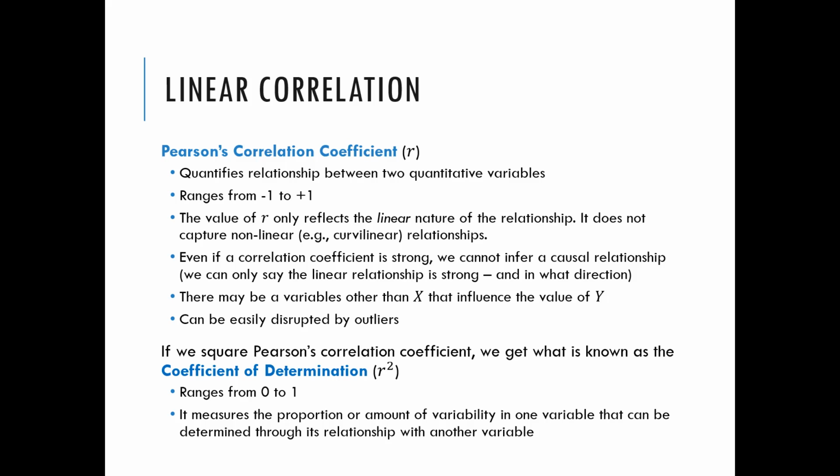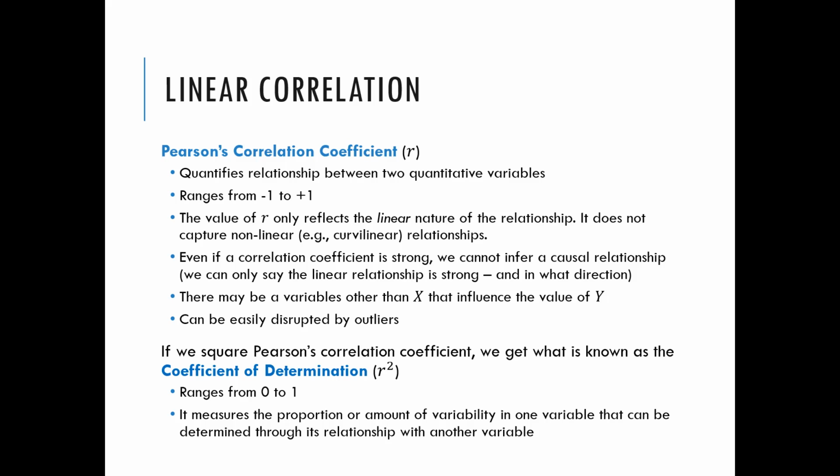One limitation of the correlation coefficient is that it can be easily disrupted by outliers. When we fitted our best line, if we have an outlier pulling that best fit line towards it, that can change our correlation coefficient. If we were to remove that outlier, then it would probably fit better with the rest of the data points.